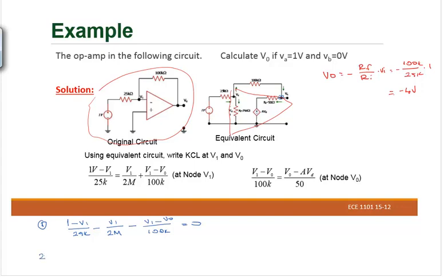My second equation will be this one here. Why do we need a second equation in this case? Because there is a V1 and there is a V0. We need two equations to find two unknowns. The second equation will be: V1 minus V0 divided by 100K, then going out, V0 minus A times VD divided by 50 ohms.